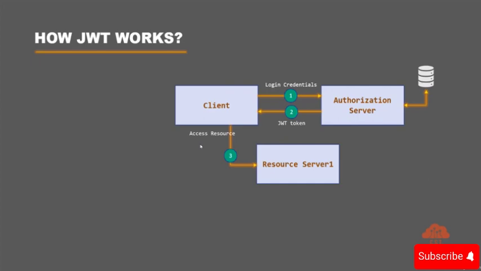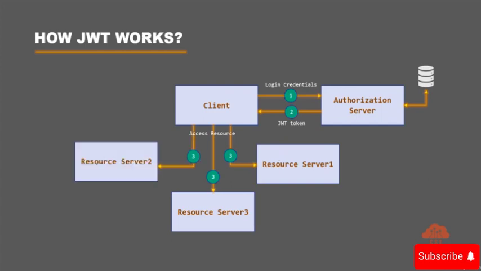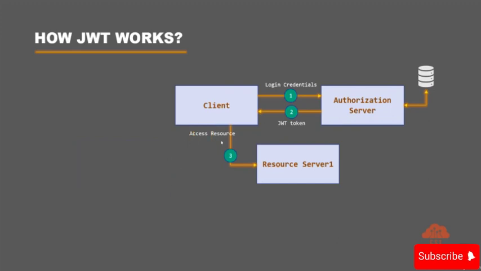Now, this client presents this JWT token to access the resource that he wants from resource server 1. I call this resource server 1 because the same JWT token can be presented to multiple servers as long as all these three servers have the same verification key that's associated with the token on the authorization server. So let's go back to the third step. Once this client presents the JWT token to the resource server, it tries to verify if the JWT token is valid or not.